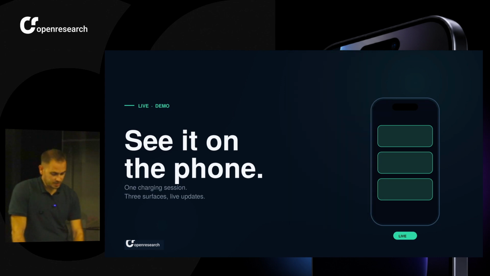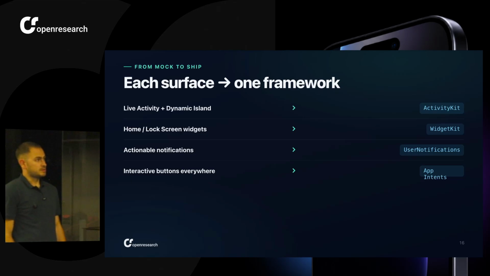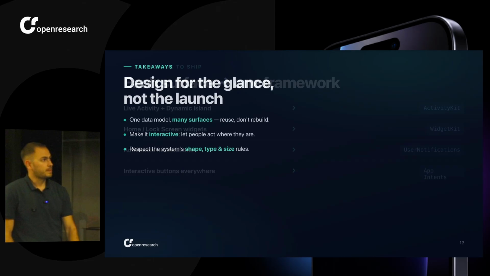I'm going to go back to my presentation. Each service, one framework. Basically, as we saw also in the code, for each of our external services of iOS apps we defined, we use ActivityKit for live activities and dynamic island. We use WidgetKit for defining and building native widgets which appear on the home screen. User notifications for defining local notifications and also defining the actions for them. And app intents, which basically tie them all together by defining actions which can be triggered from outside the app.